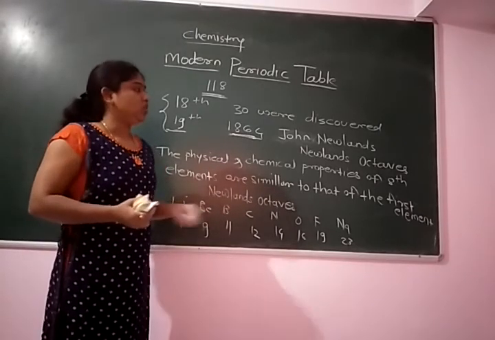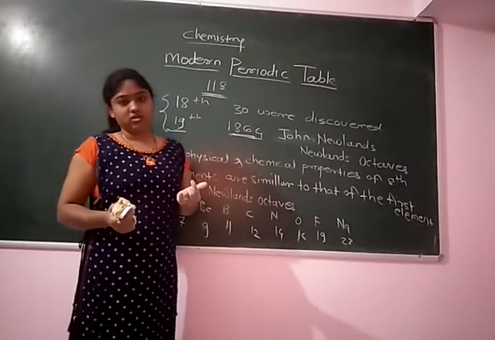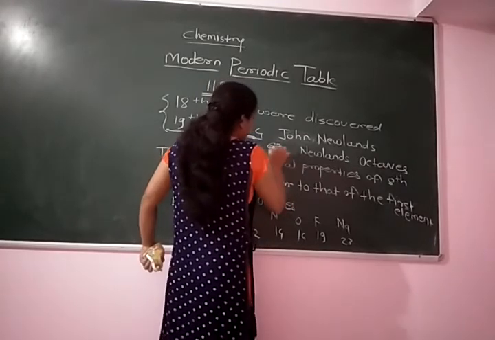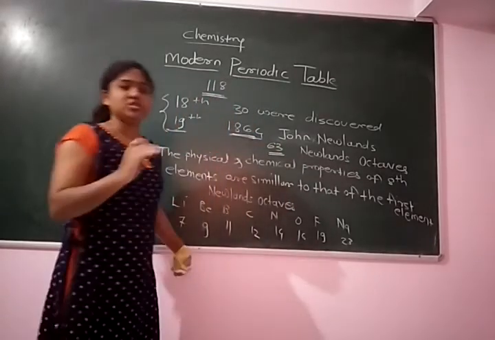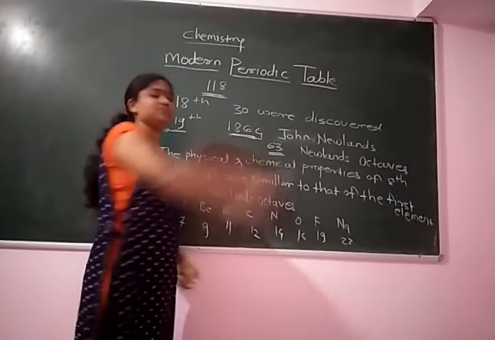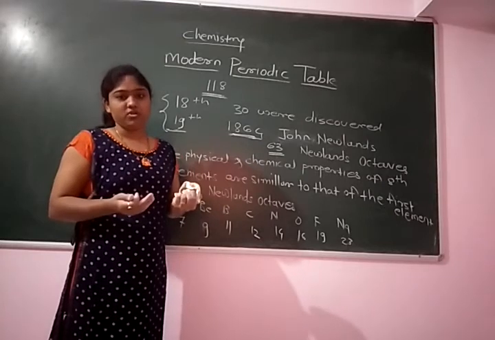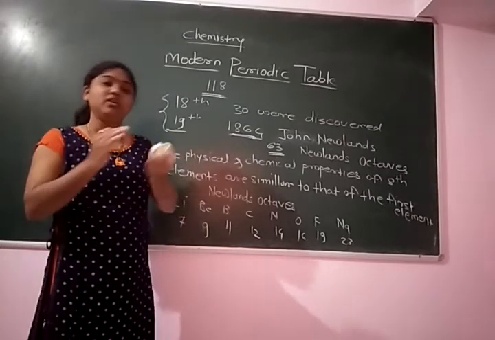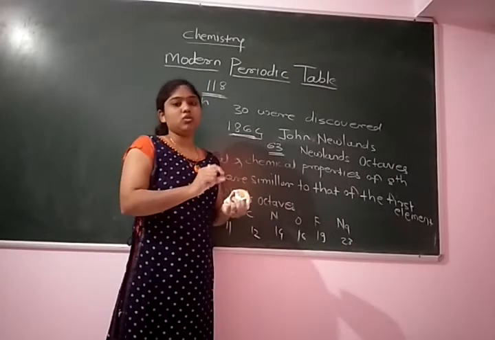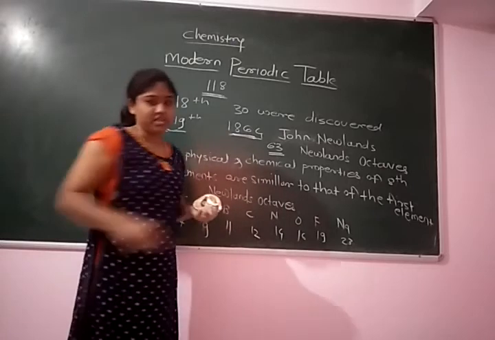At the time of Newlands, 63 elements were discovered, and these elements are arranged in a periodic table on the basis of their physical and chemical properties in the increasing order of their atomic weights. म्हणजे त्यांच्या फिजिकल आणि केमिकल प्रॉपर्टीज कन्सिडर करून इन्क्रीजिंग ऑर्डर ना त्या पिरियडिक टेबल मध्ये या एलिमेंटची प्लेसमेंट आहे.